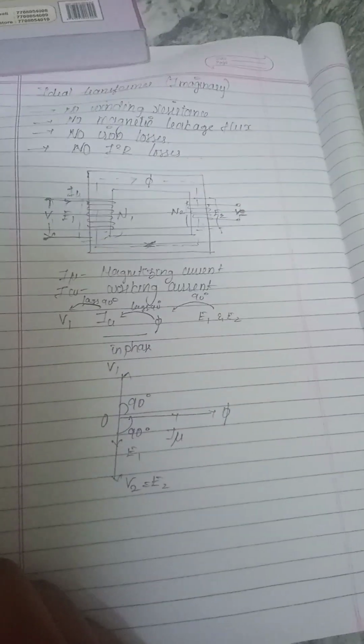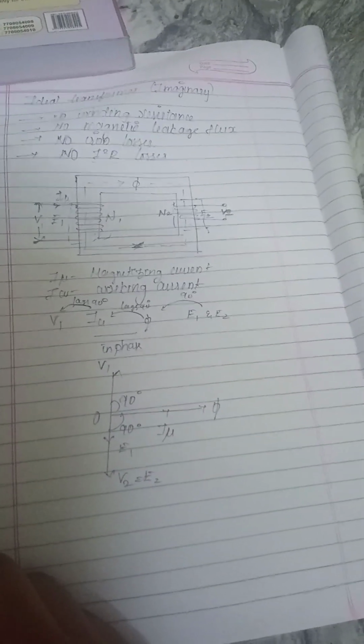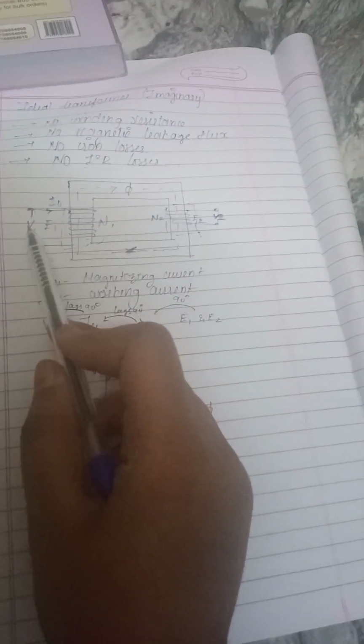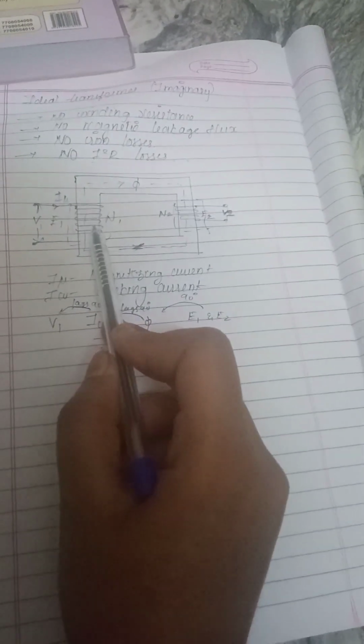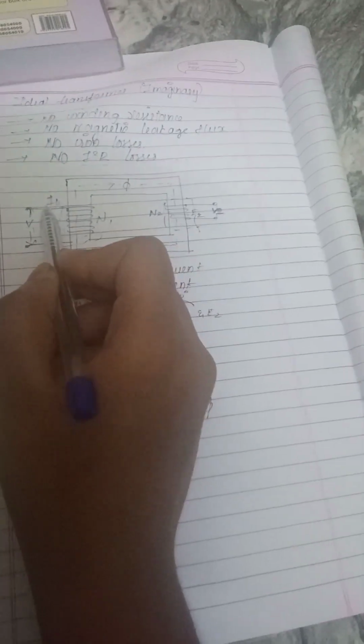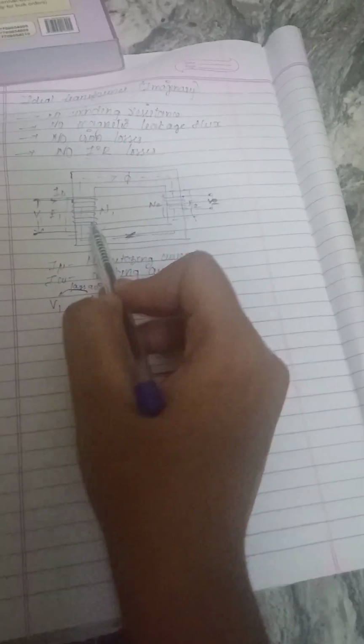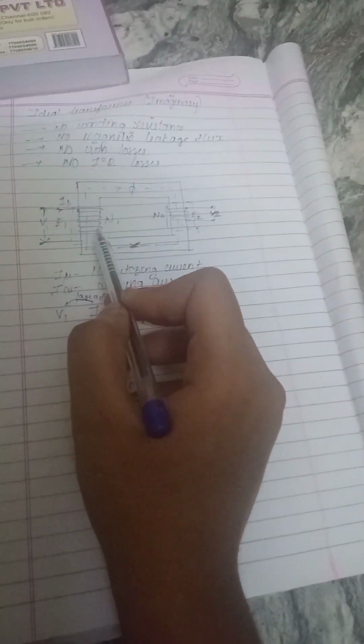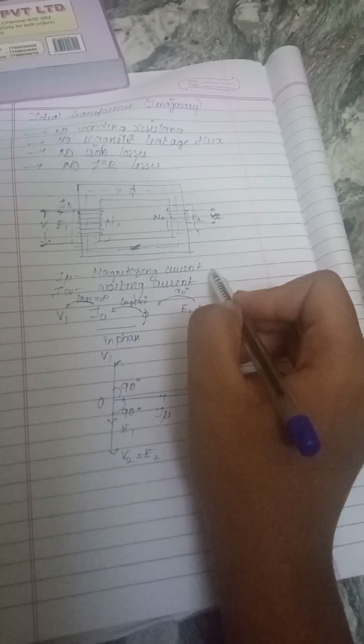Okay, let's go on to the working principle of the ideal transformer. The alternating voltage source gets connected to the primary winding. The current gets induced and the current is I mu. Actually, it is the current which induces flux in the primary winding. So the current is named the magnetizing current.